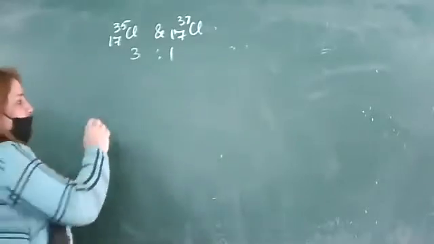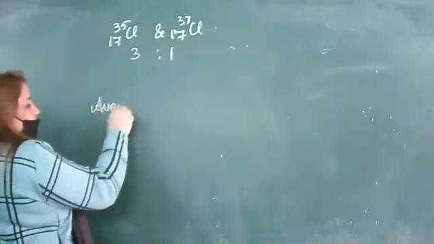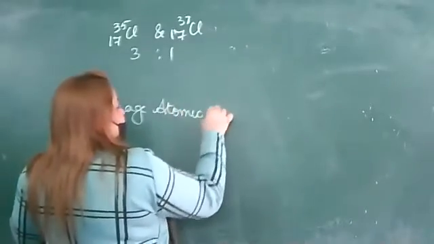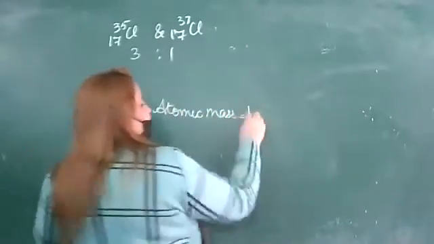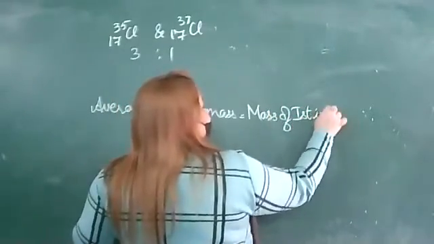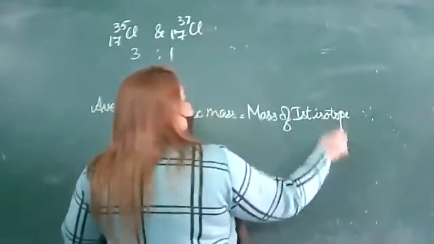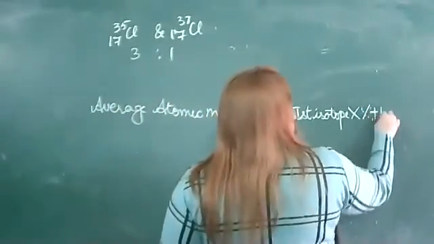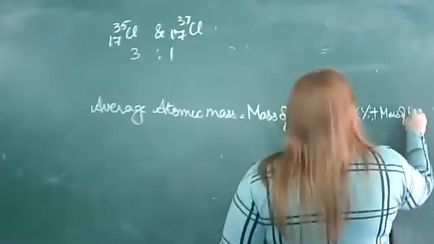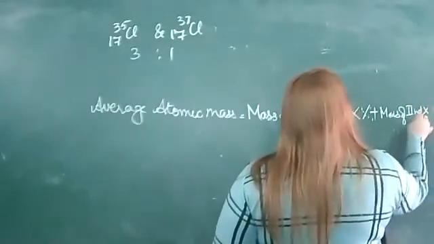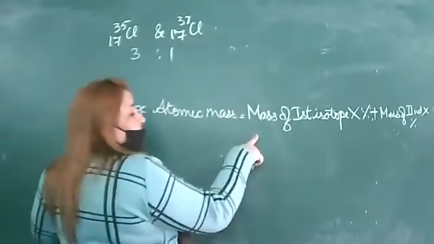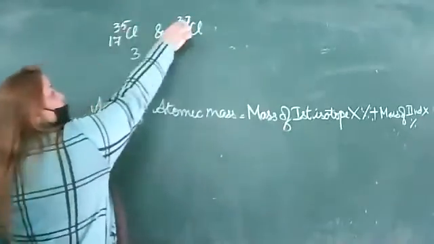For average atomic mass, I am writing here: average atomic mass is mass of first isotope multiplied by percentage plus mass of second isotope multiplied by percentage. Now for calculating the average atomic mass of the isotope, that is given.